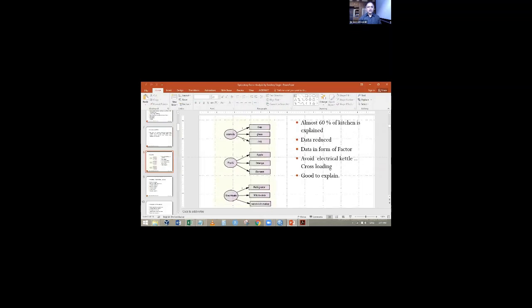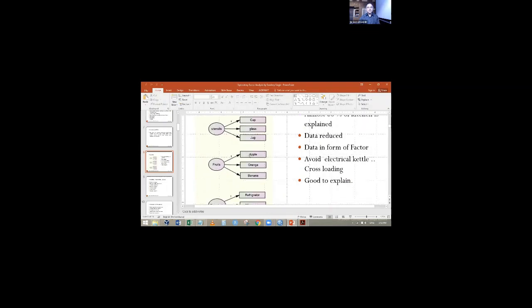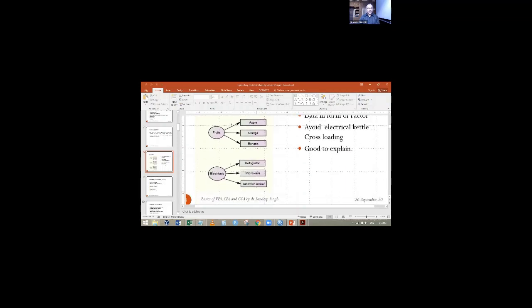In my kitchen there are several items, but these items can be classified as utensils. Now what is happening? The moment I said utensil, I coined something else. Cup, glass, and jug are cup and glass also, and now they are called utensils also. Likewise, apple, orange, and banana are apple and orange also, and they are fruits also. Likewise, refrigerator and microwave are refrigerator as well as electricals.